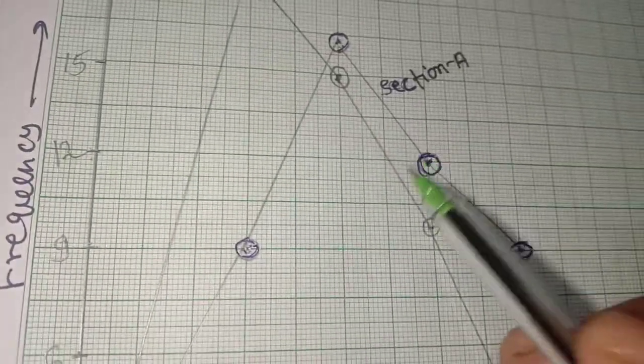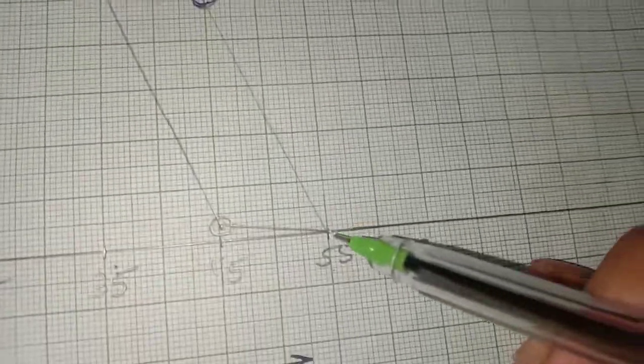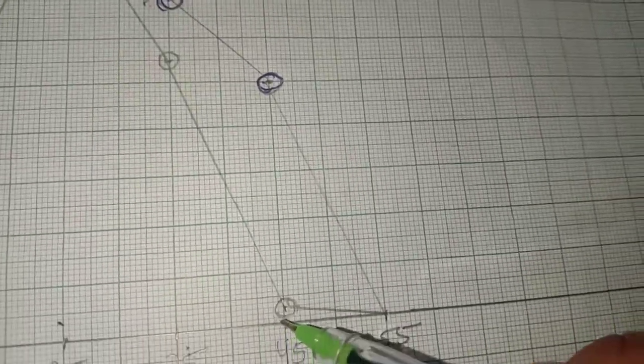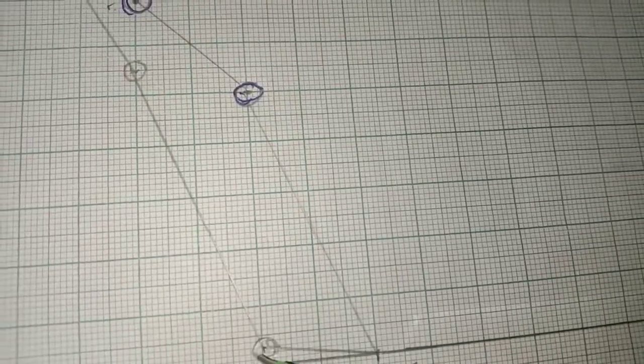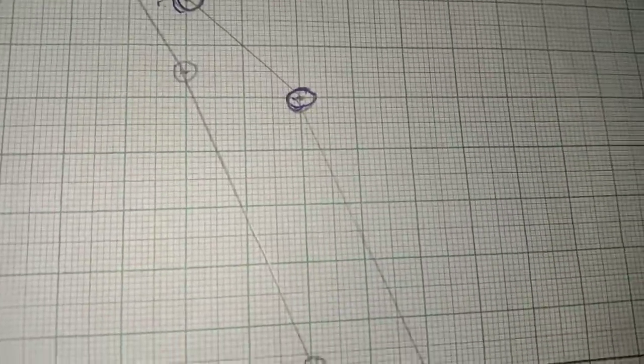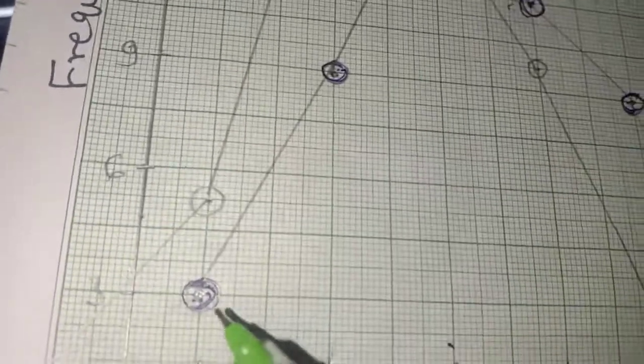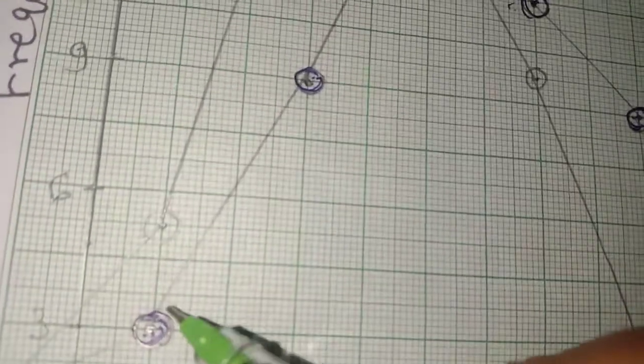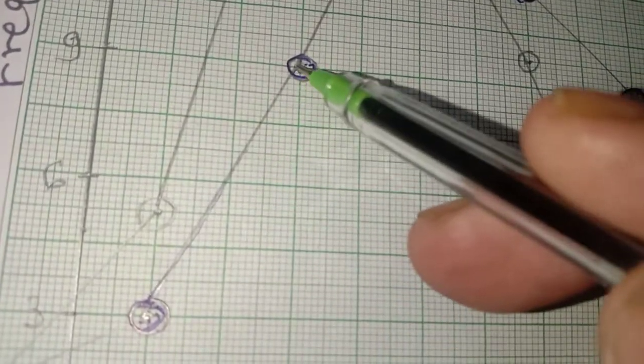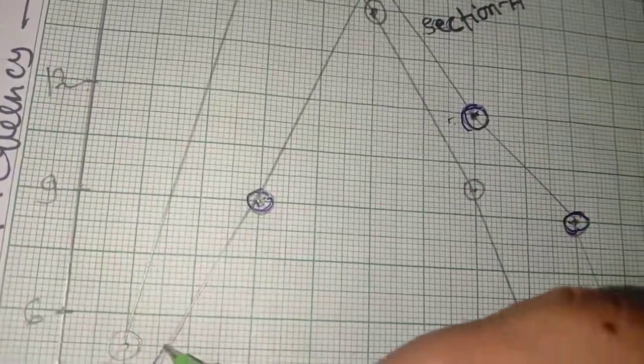Okay, you have to take the points. And then for 45, for 35 it is 12, and for 45 you have given 9. So this one is the 9. And then, first of all, you join these values. Okay, I am just repeating once again.